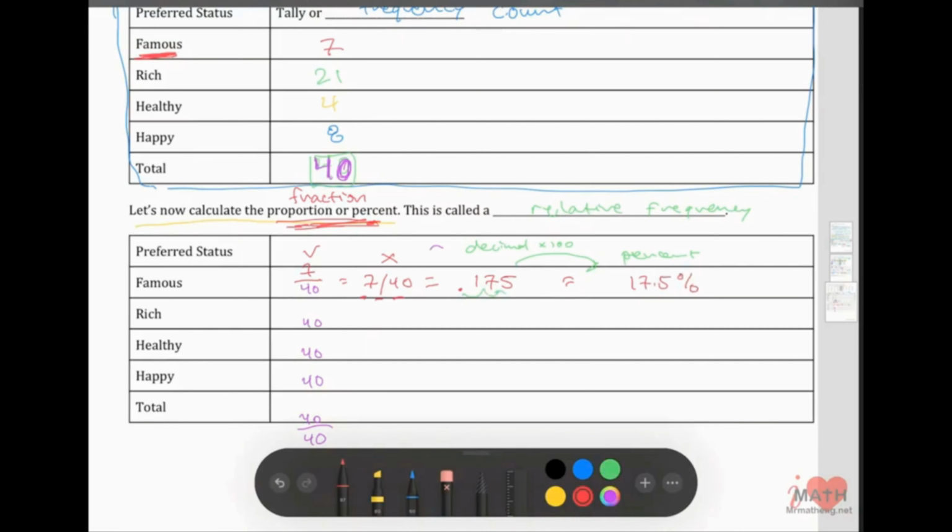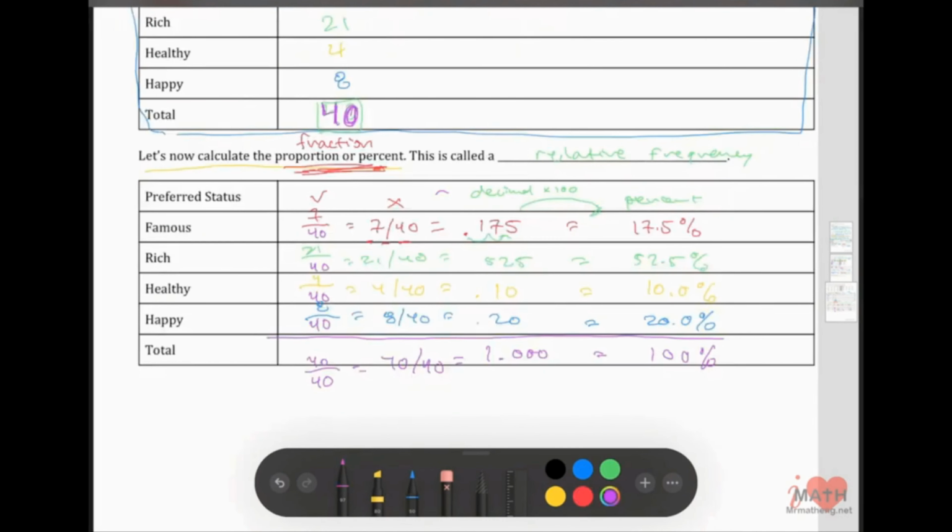So let's review really quickly. You take the number of famous and put it over 40, and you're doing division there, and you'll get a decimal. You should never have a number over 1 here. So this is like 17 cents, and then to go from a decimal to a percent, you multiply by 100. Go ahead and finish the rich, healthy, and happy, and then press play to check your answer.